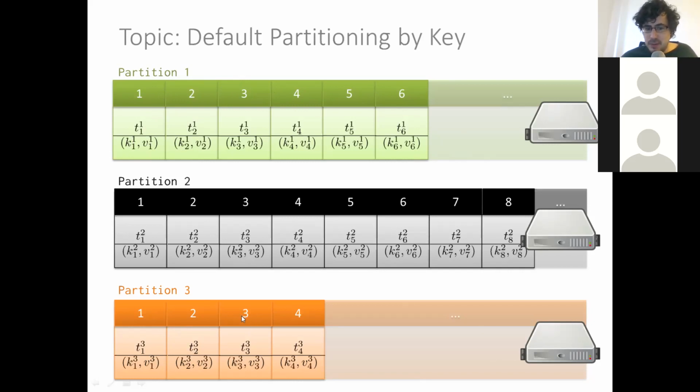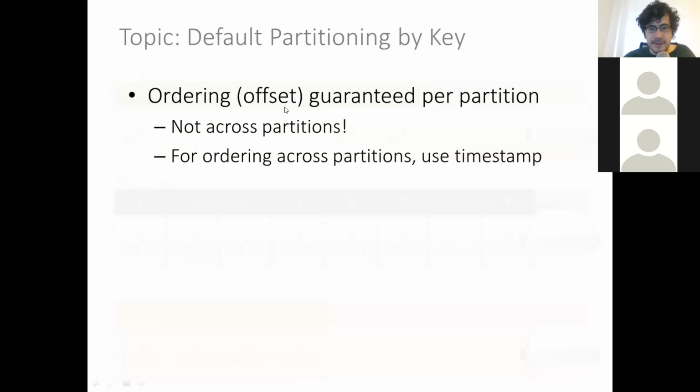So we're not really sure which message comes first. In the global order, we might lose information about which record came first. Did this one come before this one, or this one here, for example? So essentially ordering or offset, this 1, 2, 3, 4, 5, 6, is guaranteed per partition, but not across partitions. We can't decide the order across partitions based on the offset.